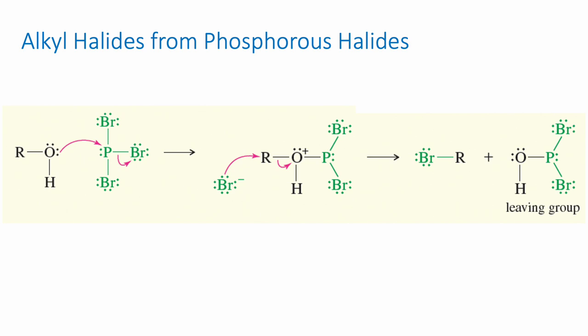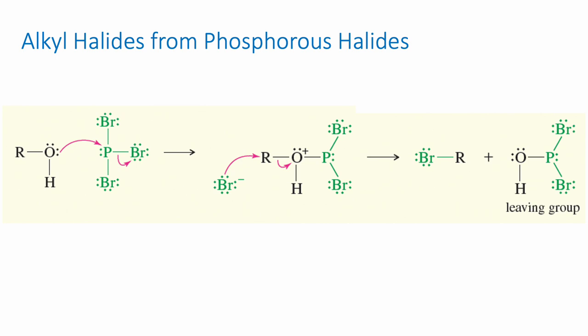And notice how in the first step we displace bromide, right? The bond between P and Br breaks, and so then we free one of those bromide ions to be Br minus, and bromide is a good nucleophile, so that nucleophile can then come and attack our electrophilic carbon and make the leaving group leave. So this mechanism really works the exact same way as HBr. We're just replacing the H with that phosphorus that has bonds to bromine instead.